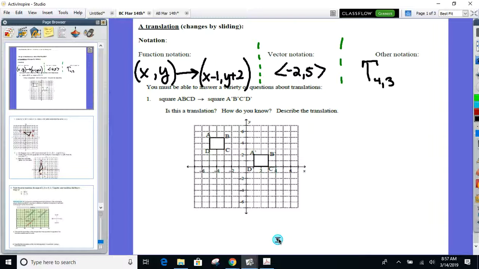Sliding it. Oh boy, we got to learn our directions. What do I do to go from A to A prime? Right 6, down 3. If this is truly a translation, I should do the same directions on B, C, and D. Test it out. Do I go right 6, down 3 on all these bad boys to get to its image? Because if one goes right 5, down 3, no good.